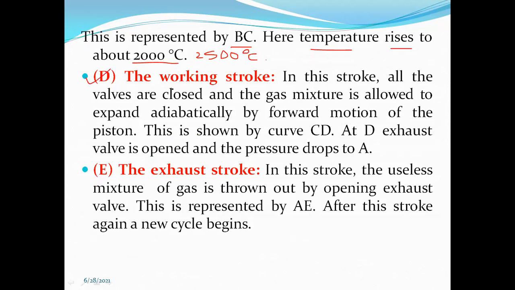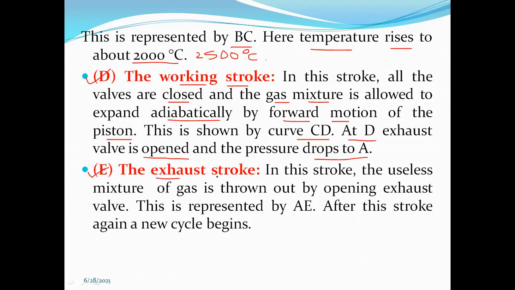Okay, the fourth one is the working stroke. In this stroke, all the valves are closed and the gas mixture is allowed to expand adiabatically by forward motion of the piston. This is shown by curve CD on the indicator diagram. At D, the exhaust valve is opened and the pressure drops to A. Of course, these are the things on the indicator diagram. Don't worry, we shall discuss the indicator diagram in the next slide.